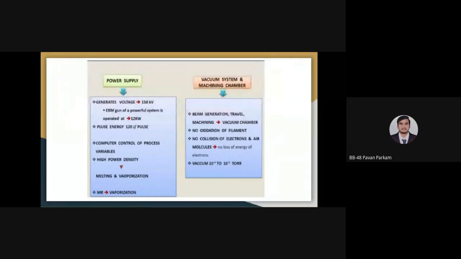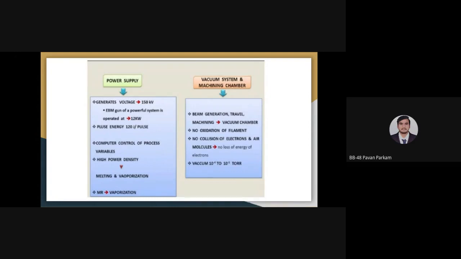So this electron beam machining gun is a powerful system. It operates at 12 kilowatt, with pulse energy as high as 120 joule per pulse generated from this electron beam machining gun. All these process variables are controlled by the computer.